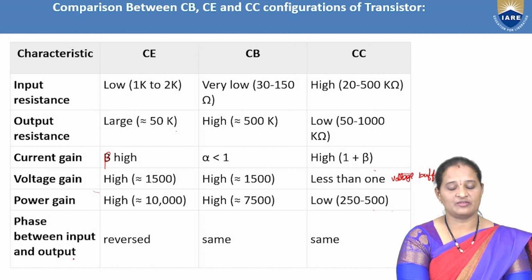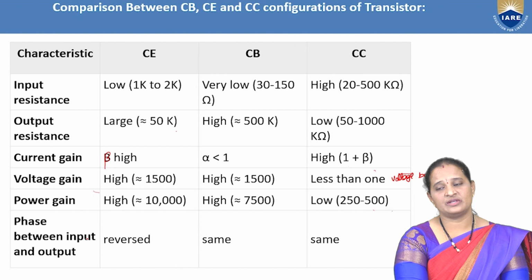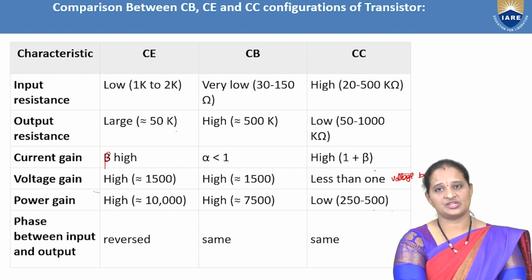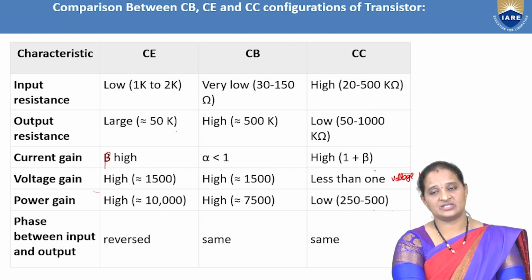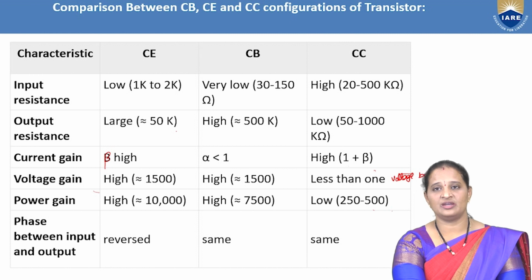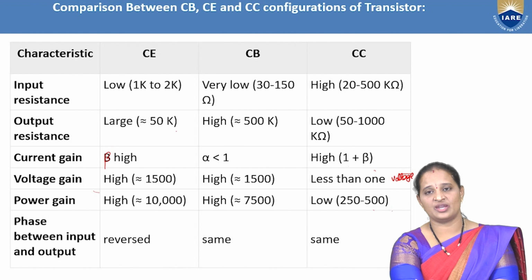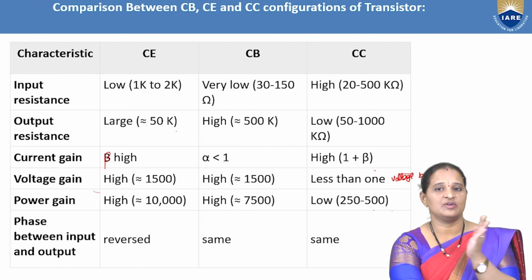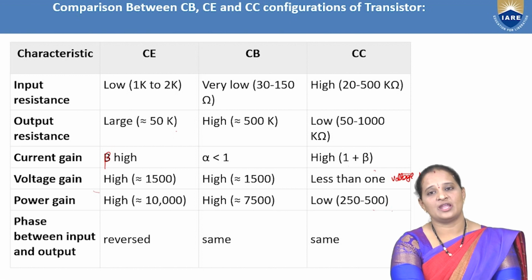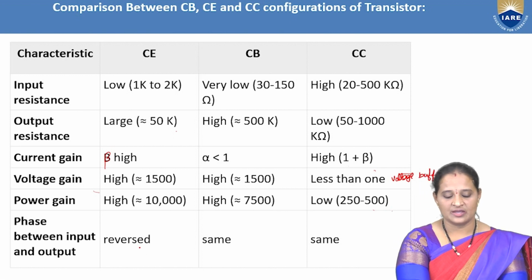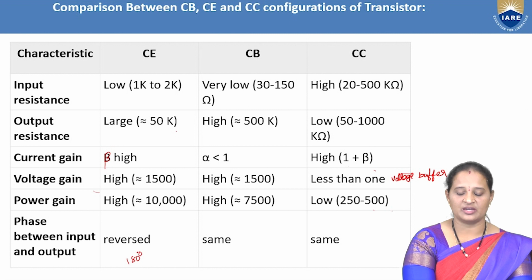And the phase between the output and input. Always remember, in common emitter configuration, the output is phase reversed by 180 degrees when compared with the input signal. There is a phase reversal of 180 degrees between the input and output. That means if the input is positive, the output is negative, so there is a phase difference of 180 degrees.